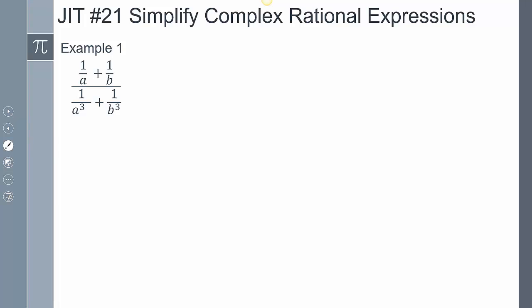So I have an a down here, I have a b down here. So this needs an a over an a, this needs a b over b, this needs an a cubed, this needs a b cubed. And so simplifying that, the denominator stays the same, b plus a, b cubed plus a cubed, and a to the third, b to the third.